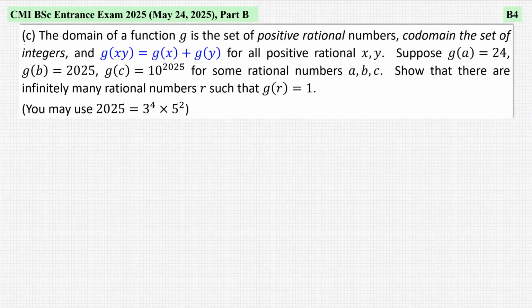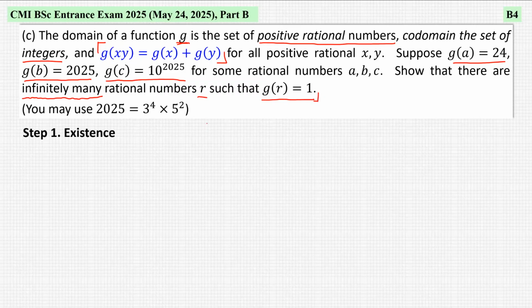In problem C, the domain of a function g is the set of positive rational numbers, the codomain is the set of integers, and g(xy) equals g(x) plus g(y) for all positive rational numbers x and y. Suppose g(a) equals 24, g(b) equals 2025, and g(c) equals 10 to the power of 2025 for some rational numbers a, b, and c. Show that there are infinitely many rational numbers r such that g(r) equals 1.